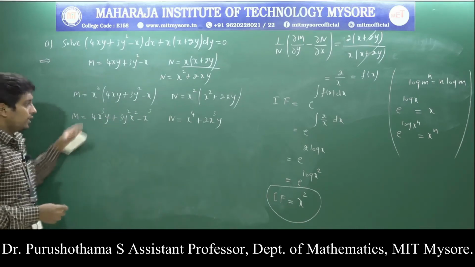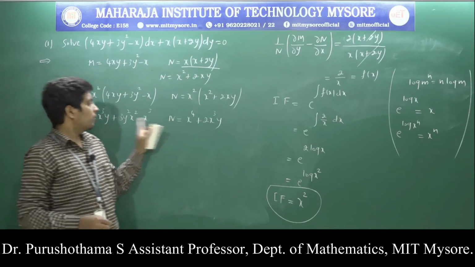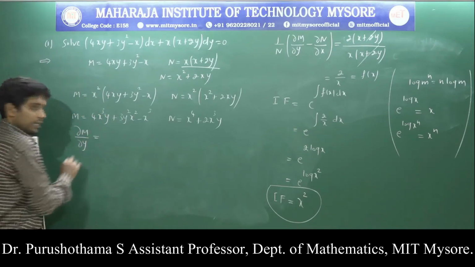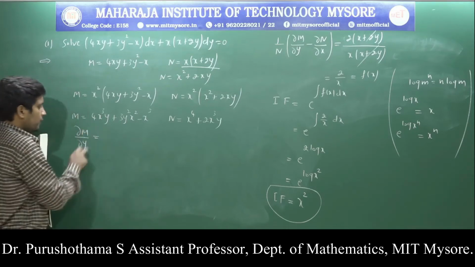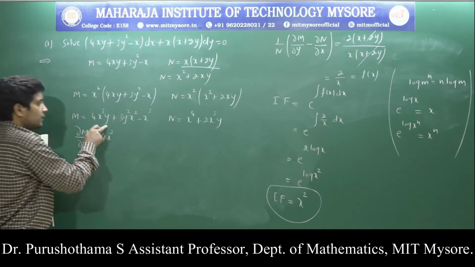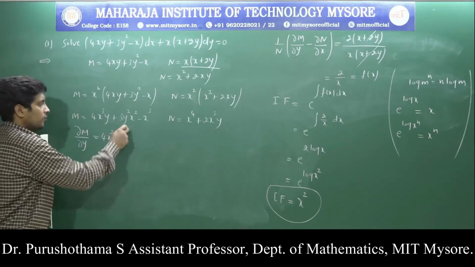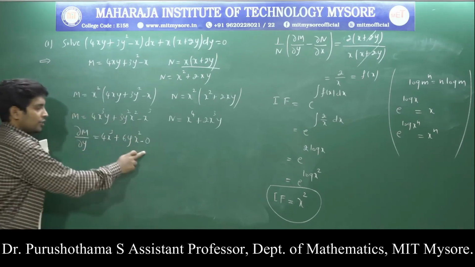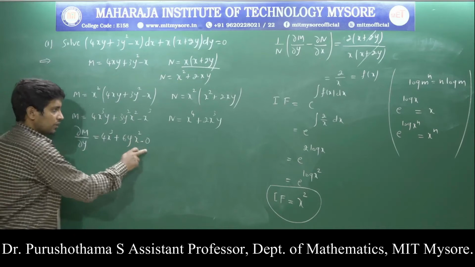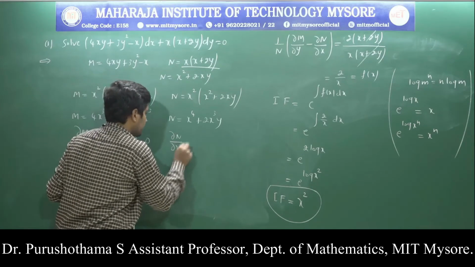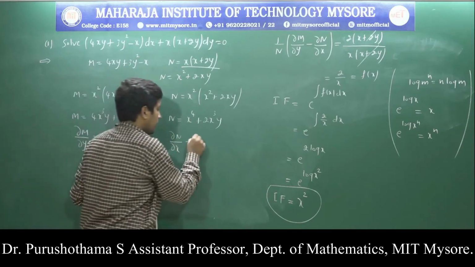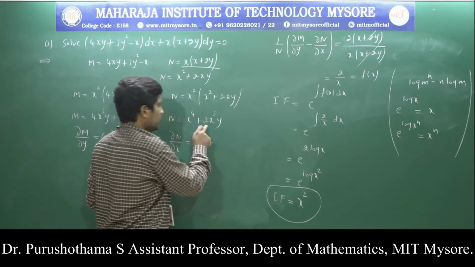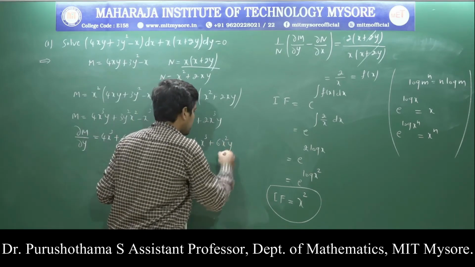Now find the derivative of M with respect to y and N with respect to x. M with respect to y is equal to 4x cube times the differentiation of y, which is 1, plus 3 times the differentiation of y square, which is 6y, times x square as a constant, minus 0, since x power 3 differentiated with respect to y is 0. Then N with respect to x is equal to the differentiation of x power 4, which is 4x power 3, plus the differentiation of 2x cube, which is 6x square, times y.